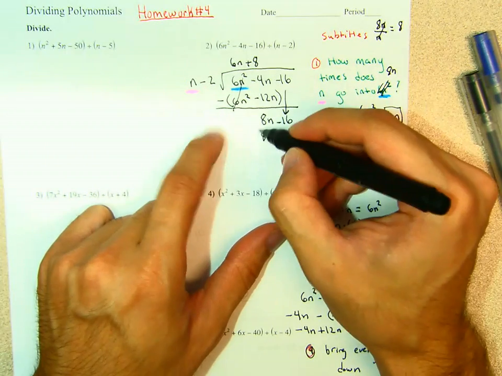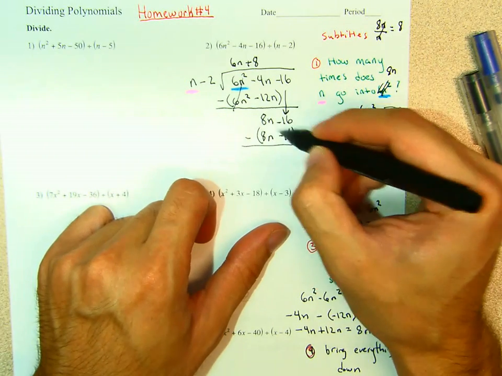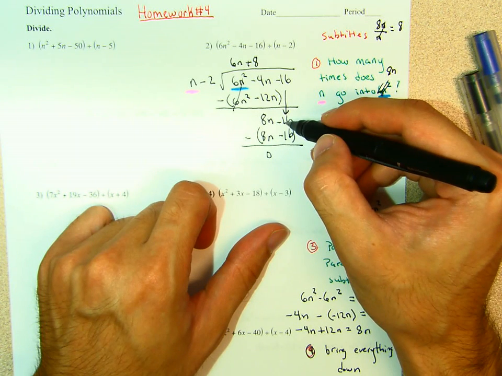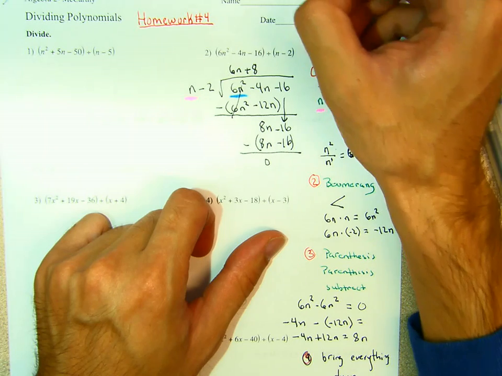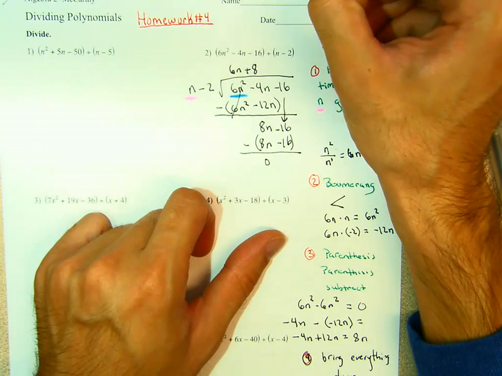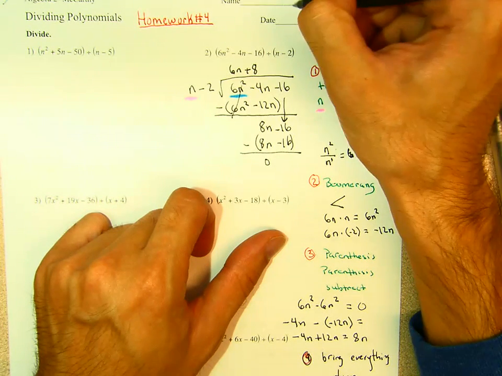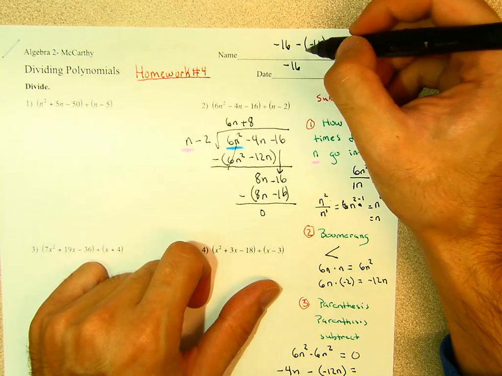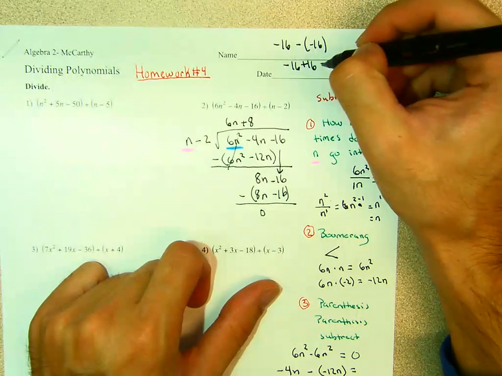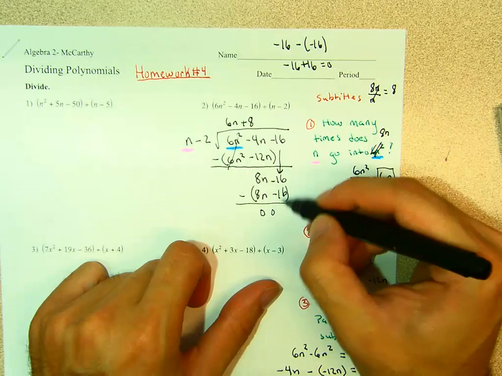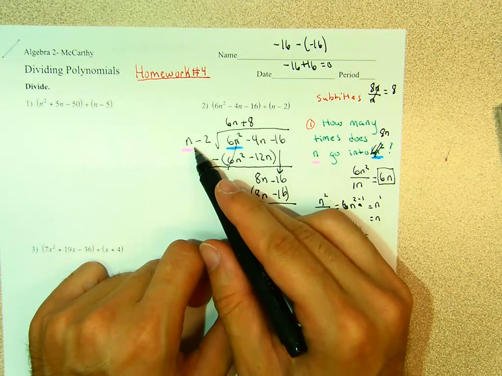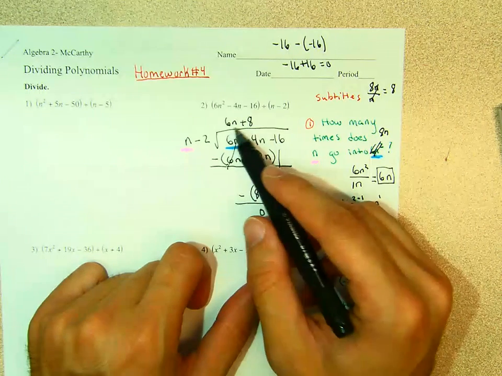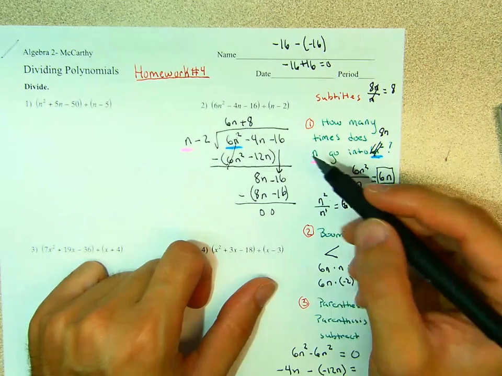Right, that was the boomerang. Parentheses, subtract. 8n minus 8n is 0. Negative 16 minus a negative 16 becomes negative 16 plus 16, which is 0. So then we're done. N minus 2 evenly goes into 6n squared minus 4n minus 16, 6n plus 8 times. Okay?